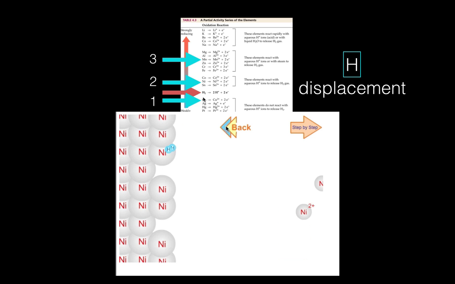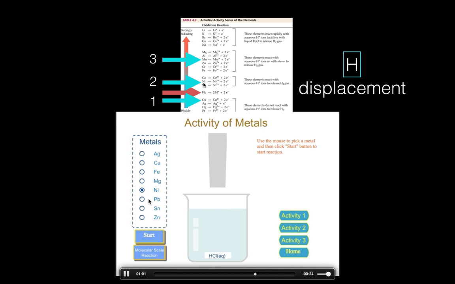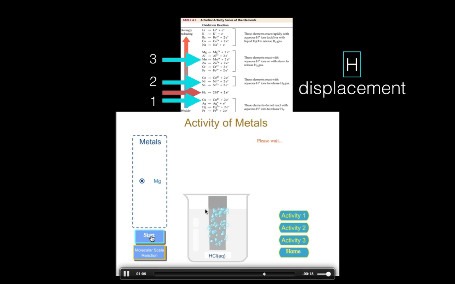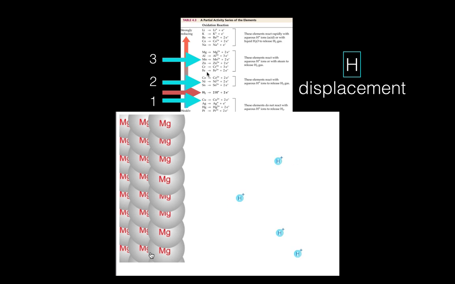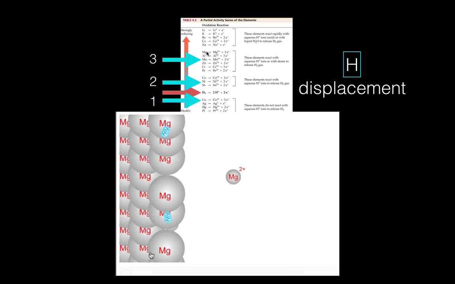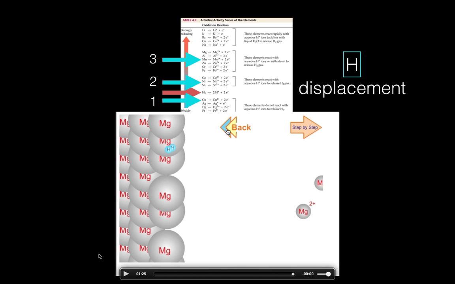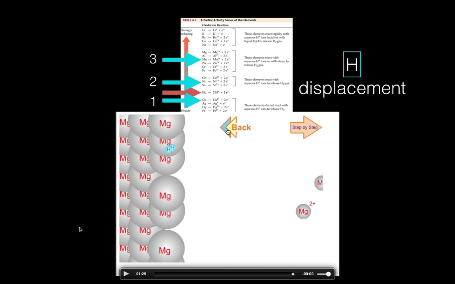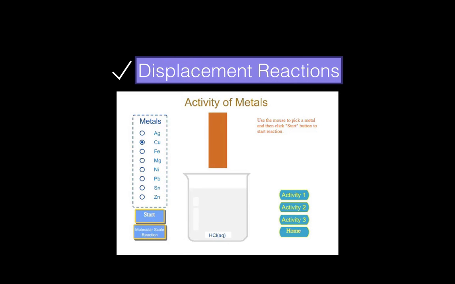Nickel is more reactive. Now we're going to change it up from nickel to magnesium, which is actually up here. I have this arrow pointing at magnesium. Now look how much faster that reaction is compared to nickel. And again, look at the activity series. Magnesium is much more reactive than nickel. So this reaction occurs much quicker because it's more reactive. It is oxidizing much quicker. It is more willing to give up those electrons much quicker than nickel is. And that's hydrogen displacement. And that is displacement reactions as a whole.